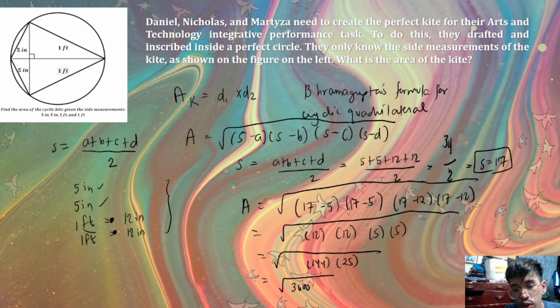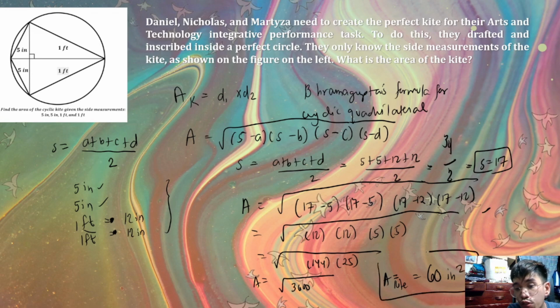So solving for the area of our cyclic kite, what would be its area in squared inches? That would just be the square root of 3,600, which is 60. So therefore the area of the cyclic kite is equal to 60 squared inches.